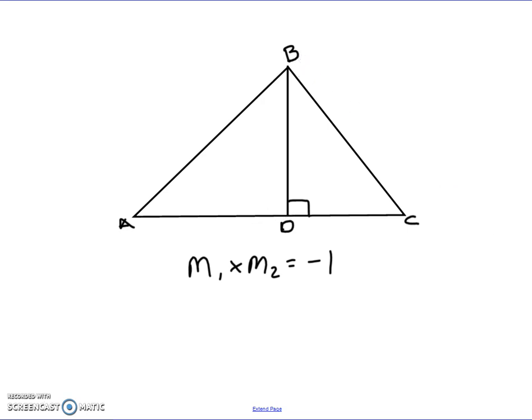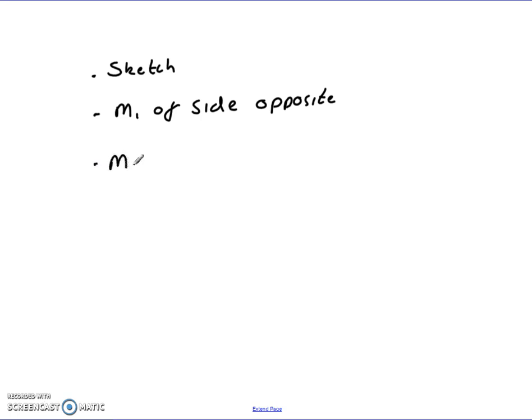Similarly to when we did the equation of the median of a triangle, there were a few key steps that we had to do. Our first step was always to sketch it. Always draw yourself a diagram. The second thing you should then do is calculate the gradient of the side that is opposite your altitude. So calculate the gradient, we'll call it m1, of the side opposite. What this allows me to do is use the property m1 times m2 equals -1 to do our third step, which is calculate the gradient of the altitude.